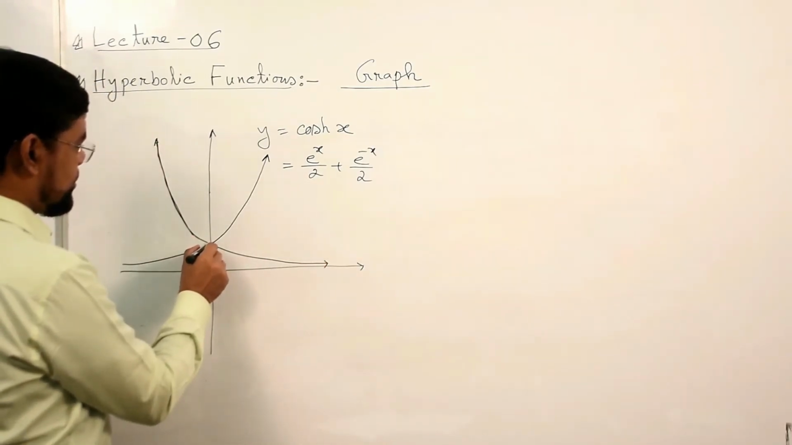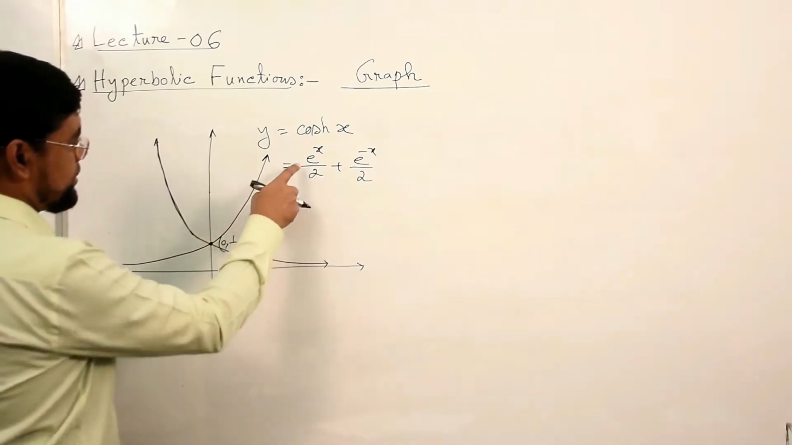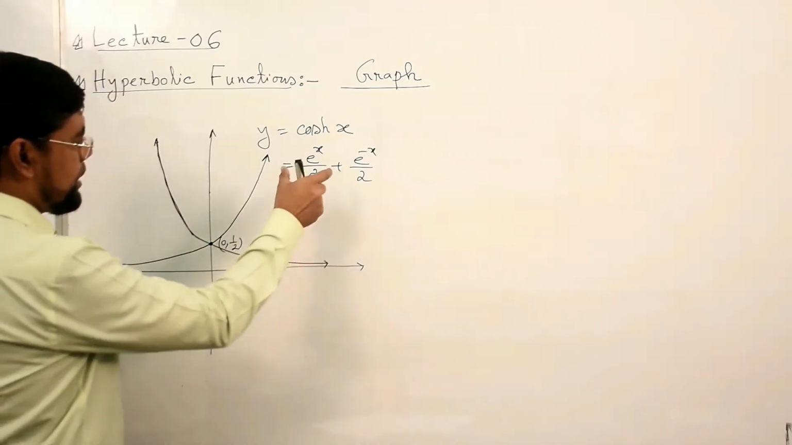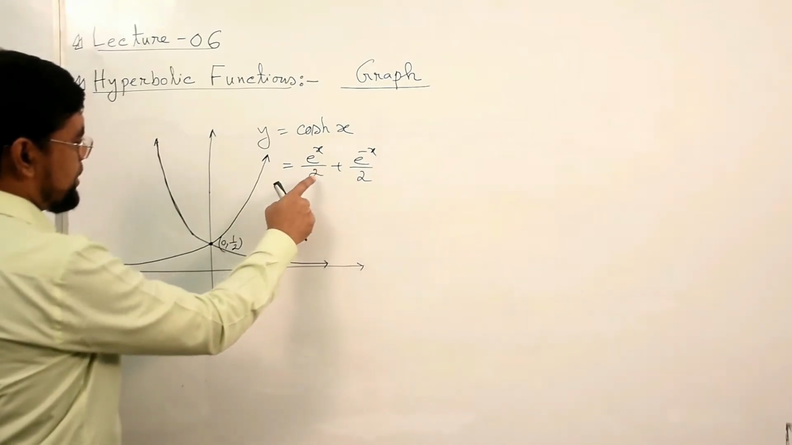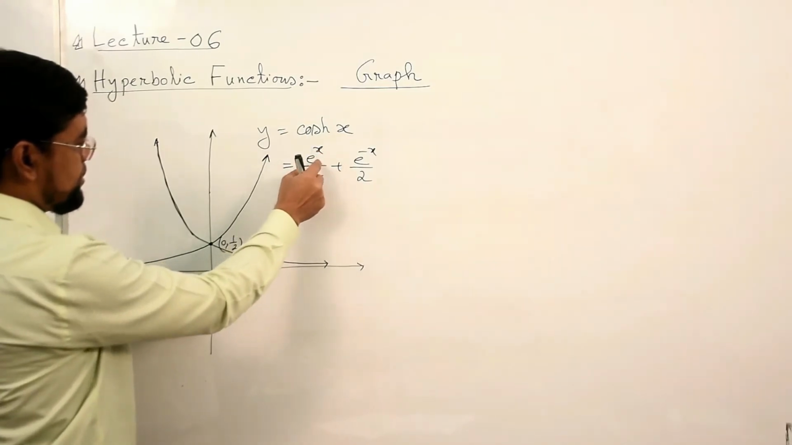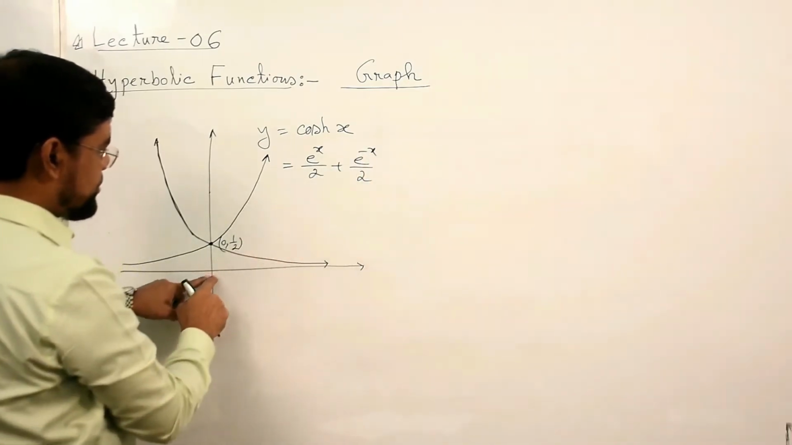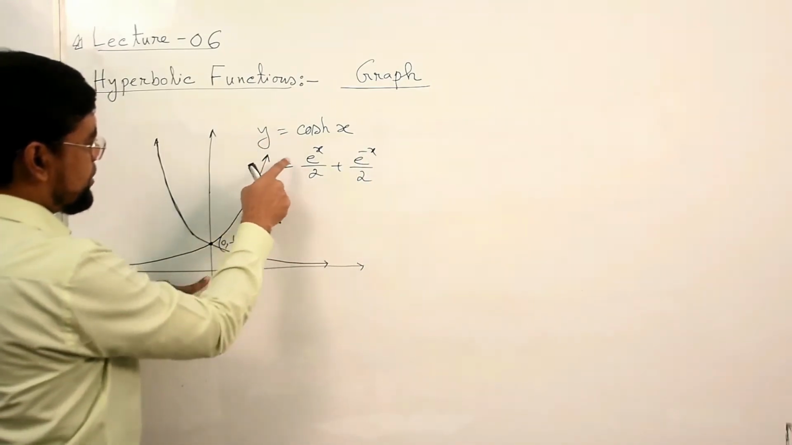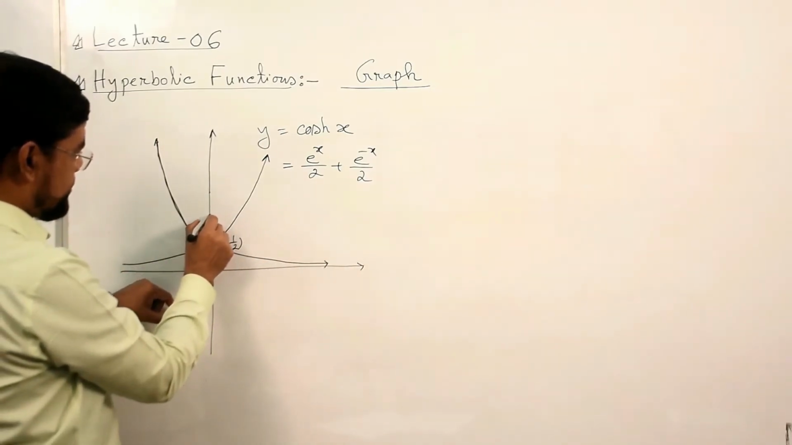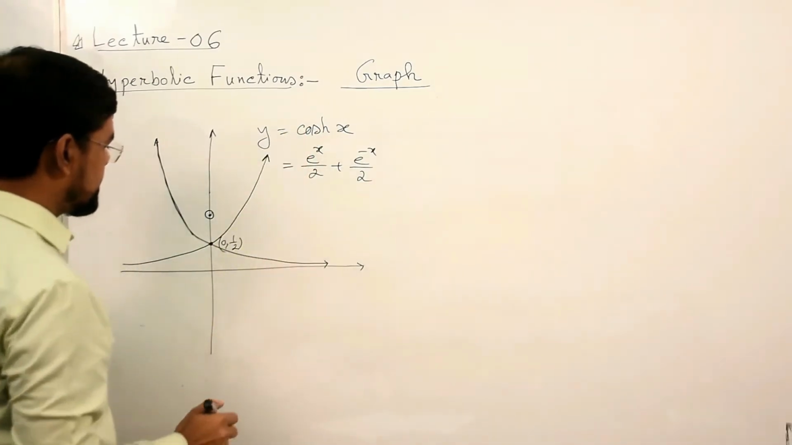And here the coordinate of this point is (0, 1/2), since e to the power 0 over 2 is a half. Now if we add these two functions, when x equals 0, this function gives us e to the power 0 over 2, which is half, and this one is also half. So when x equals 0, y equals half plus half, which equals 1. So this half and this half.